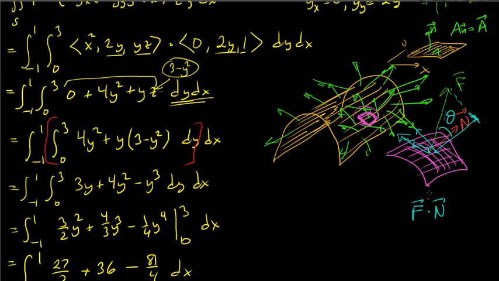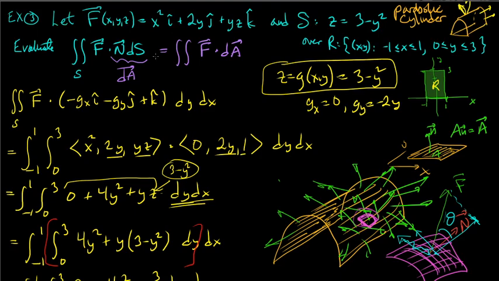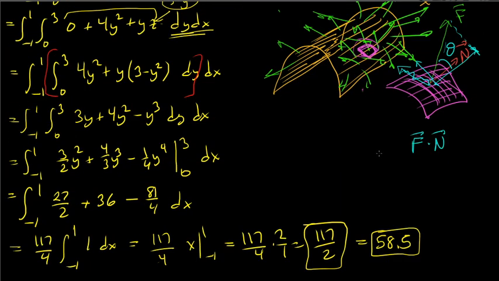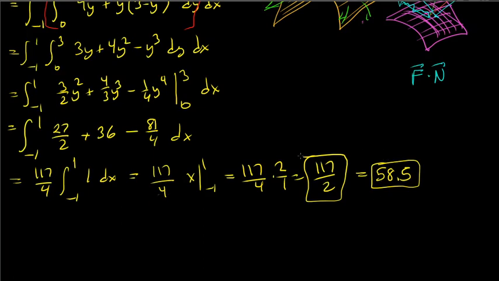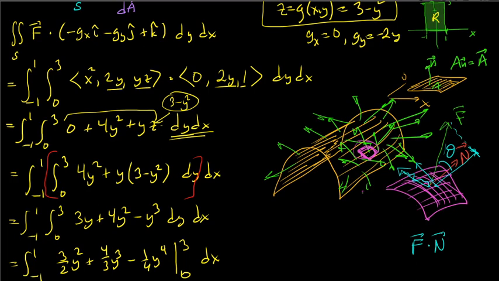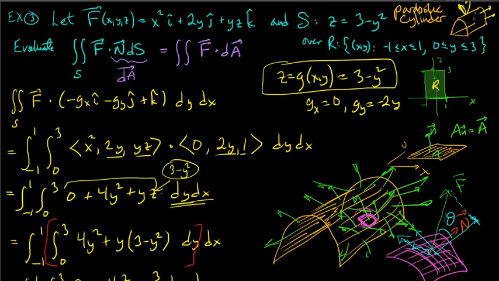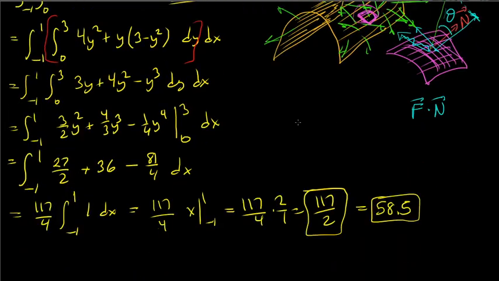And then you just add up all those patches. This is an integral, so you do the integral over the entire surface here. And when you do that, you get this value. So this is the flux for this particular vector field over this particular surface, the parabolic cylinder. Okay, that's our first example. Maybe we'll do one more.